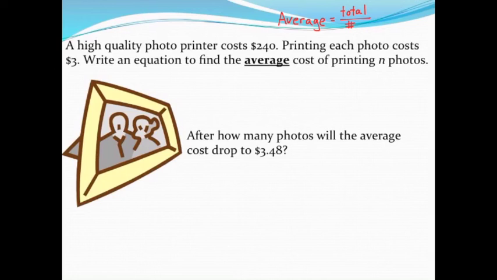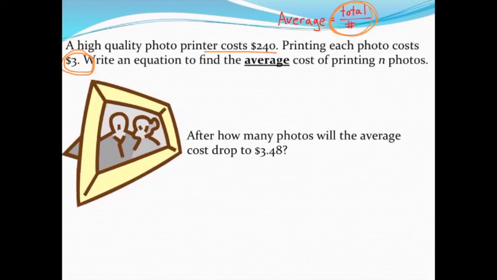Recall that to find an average, we need to find the total of something and divide it by the number of items that we have. And so in this case, we want to find the average cost of printing photos. And this problem will begin like a linear equation began way back when. We're paying a one-time fee, and in this case, it's the cost of a printer, which is costing us $240. And then to print each picture, it's going to cost us an additional $3 a piece.